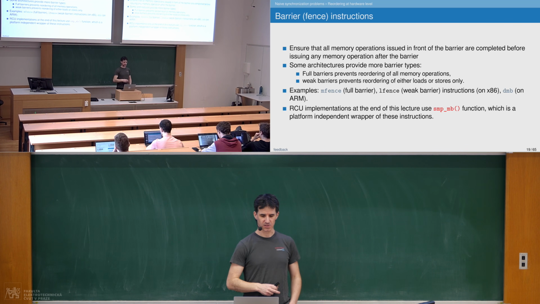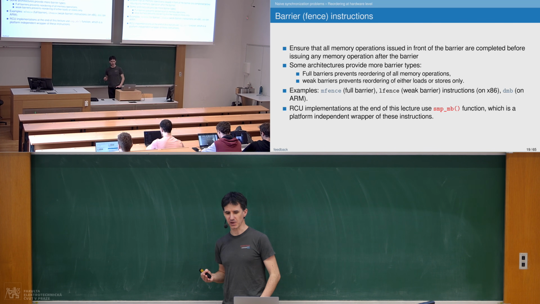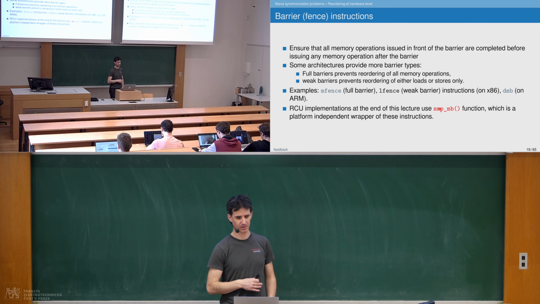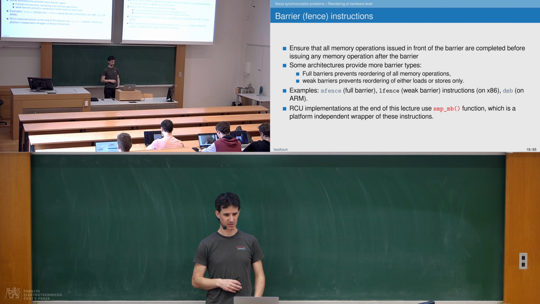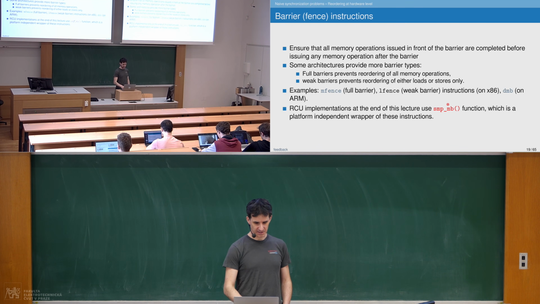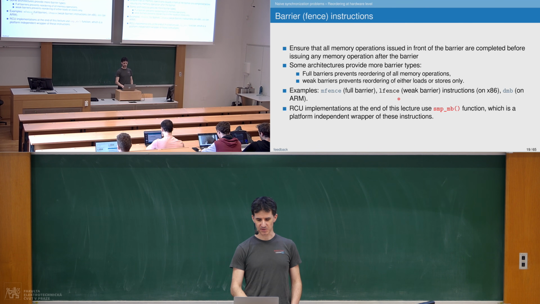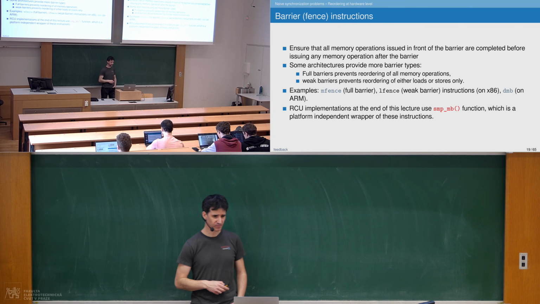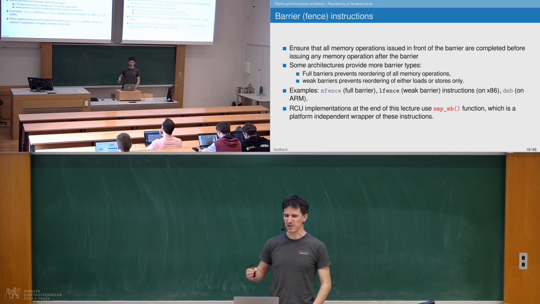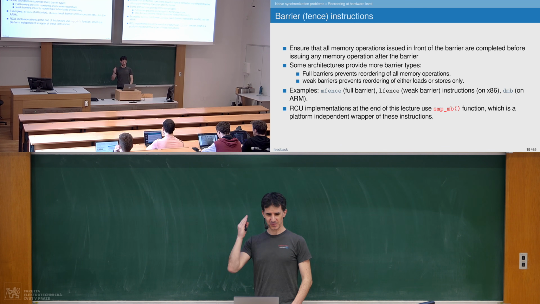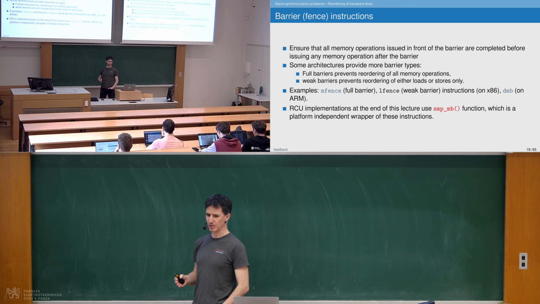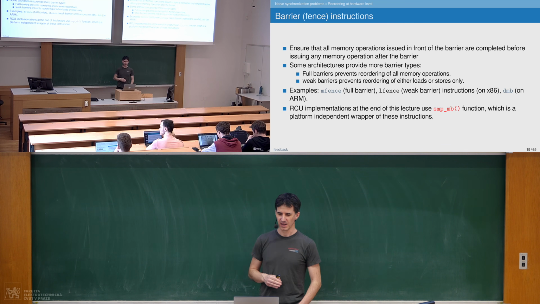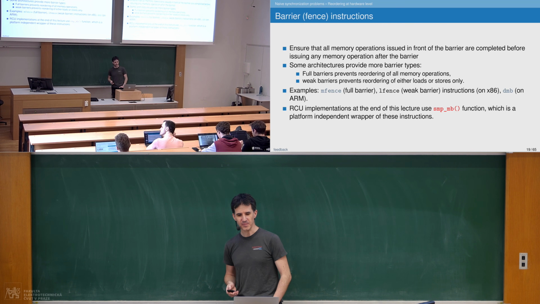Later, when we talk about RCU implementations, you will see a C function called smp_mb, symmetric multiprocessing memory barrier, and this is a hardware independent implementation of that memory barrier instruction. On x86 this would be implemented with mfence, on ARM this would be implemented with the DMB instruction. Those are barrier instructions, but typically people don't want to deal with inline assembler unless necessary, because it's too tricky.